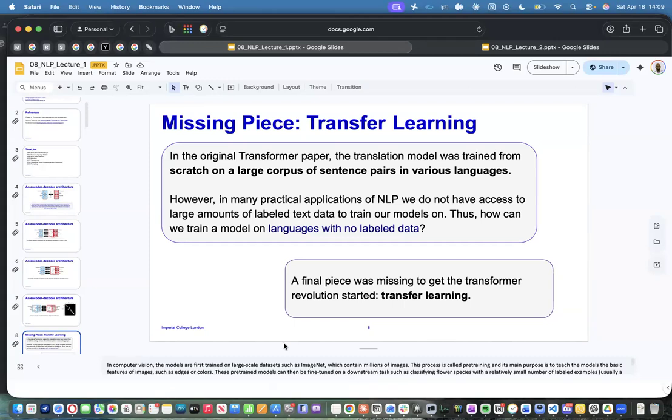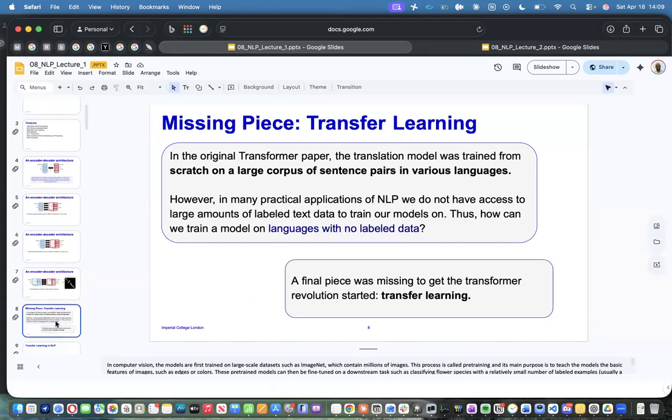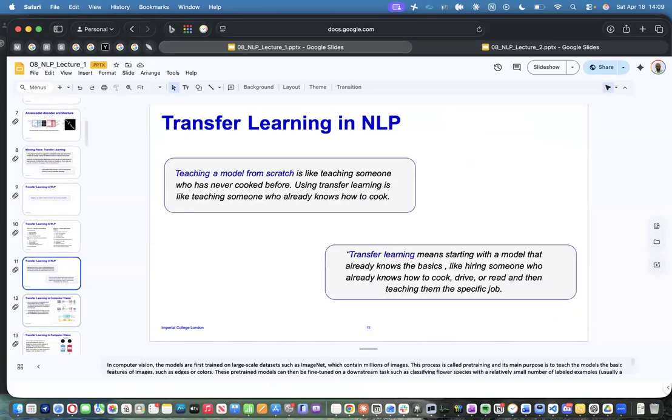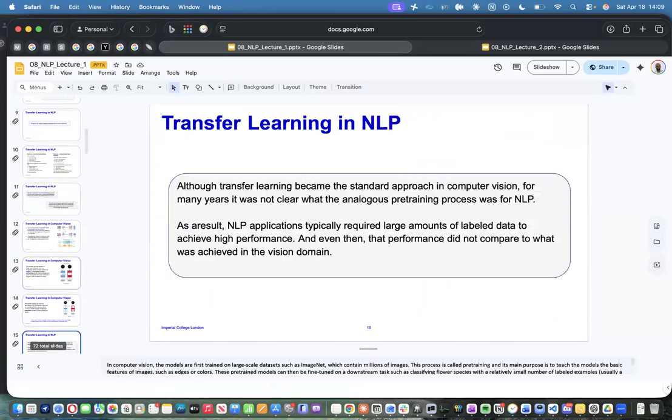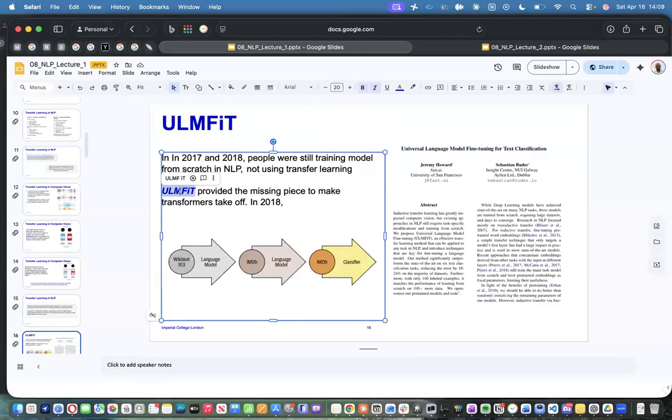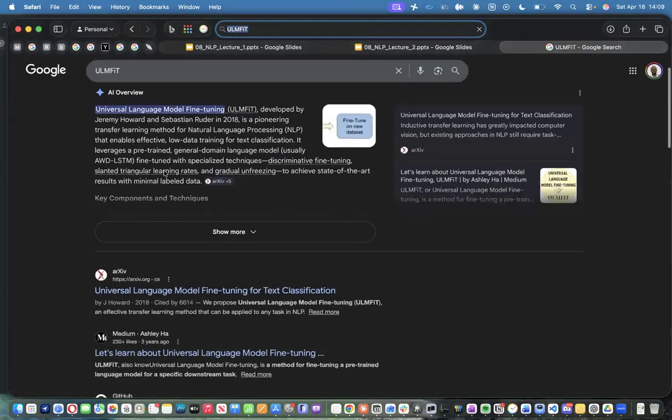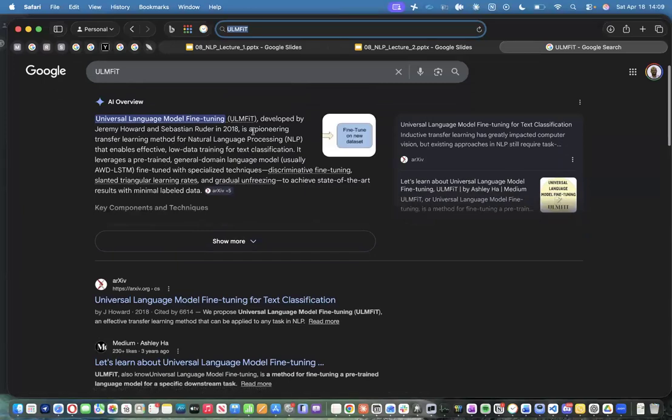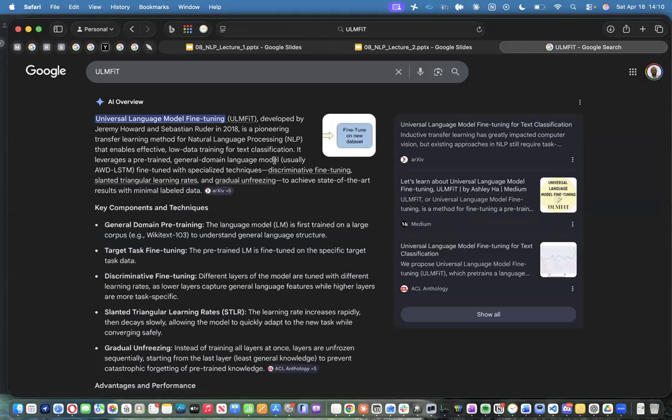But in computer vision, they have been having this transfer learning, where you can train on multiple images and then retrain your model on another different image. That's transfer learning. So we talked about this idea that transfer learning came to NLP with the advent of a new work, which is ULMFiT. ULMFiT is a work by Jeremy Howard and Sebastian Ruder, a pioneering transfer learning method that enabled effective low-data text classification. It leverages a pre-trained domain language model and something like that.